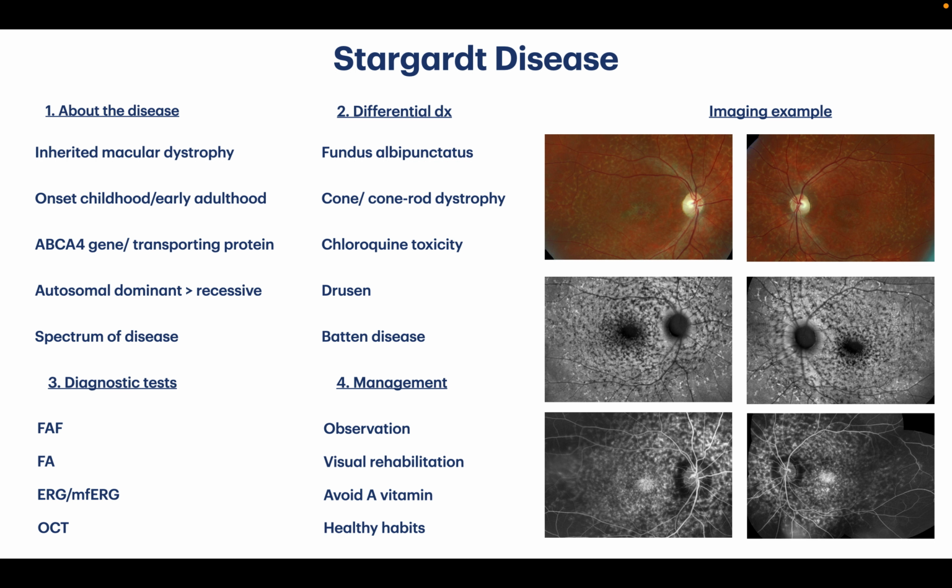Second topic, the differential diagnosis. This is a list of possible differential diagnoses. Fundus albipunctatus is a very similar condition. However, the disease is associated with other genes, most commonly the RDH5 or RLBP1 gene.